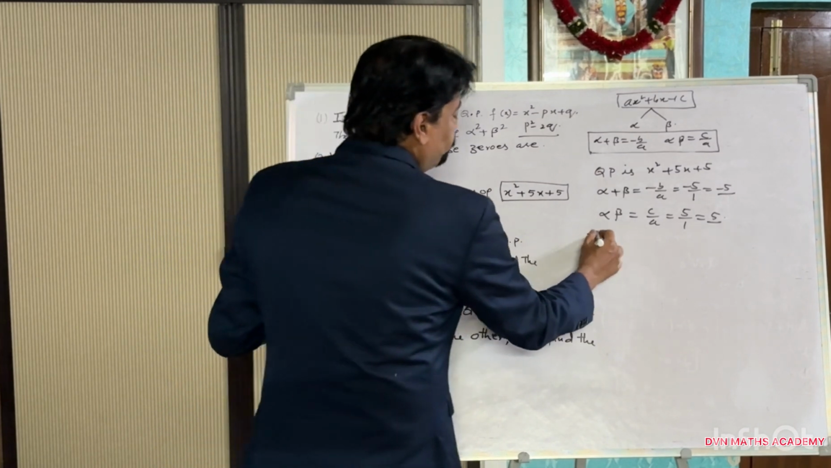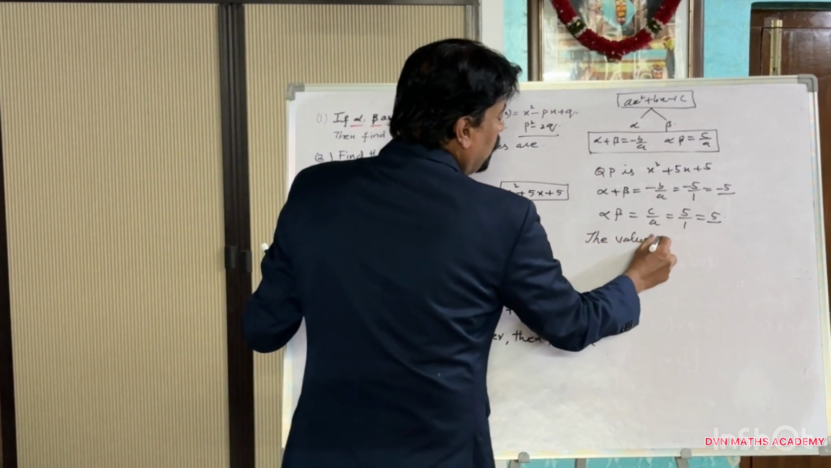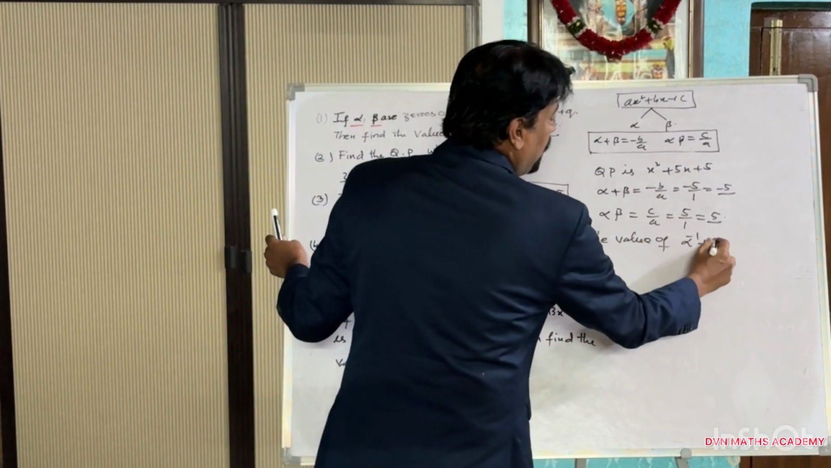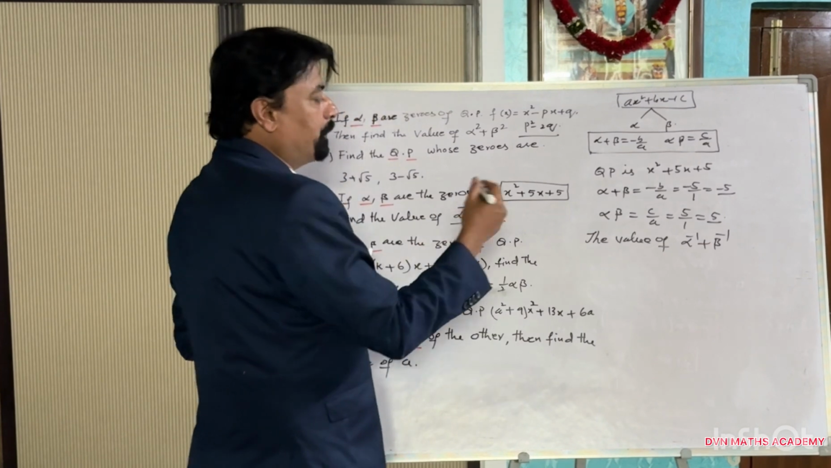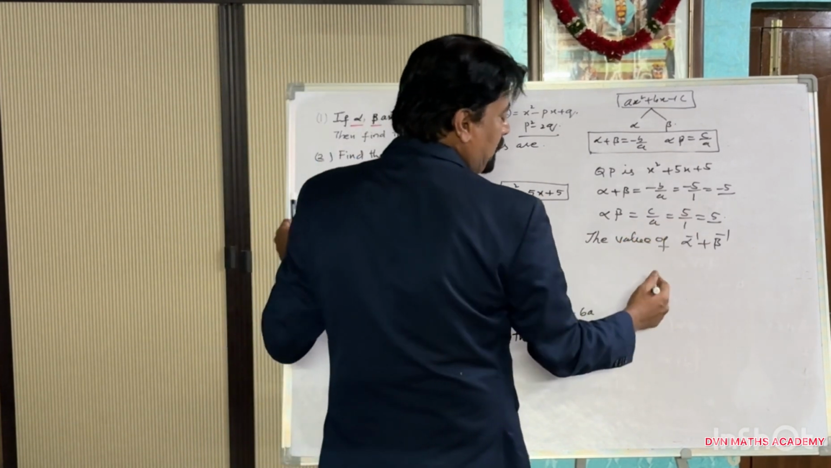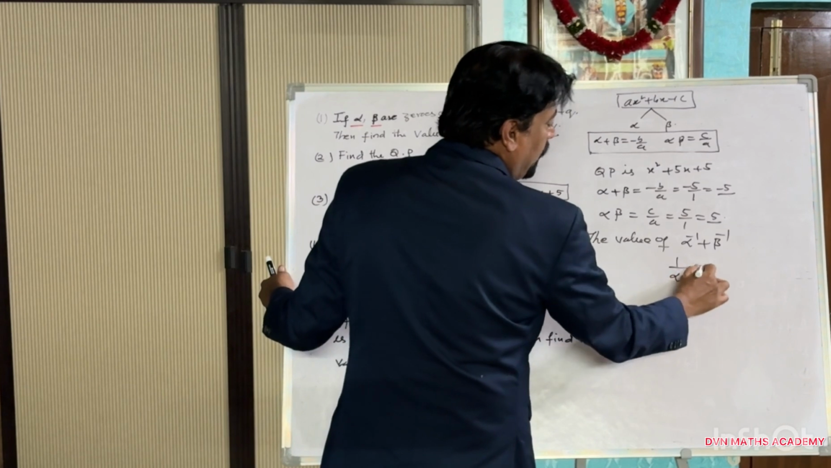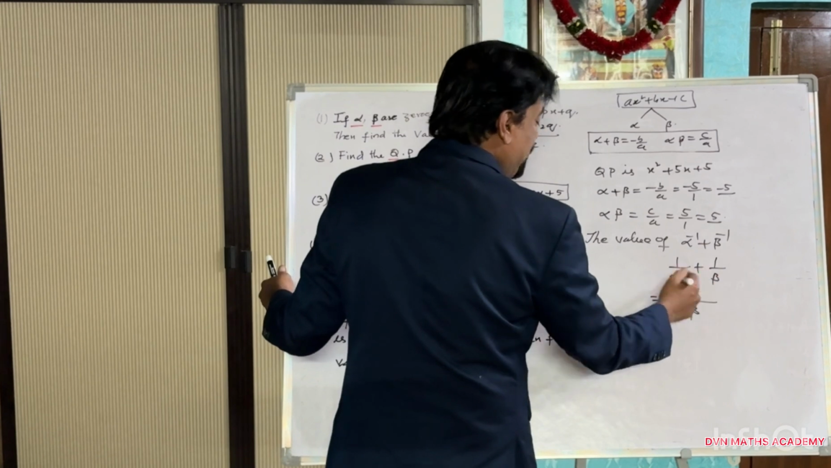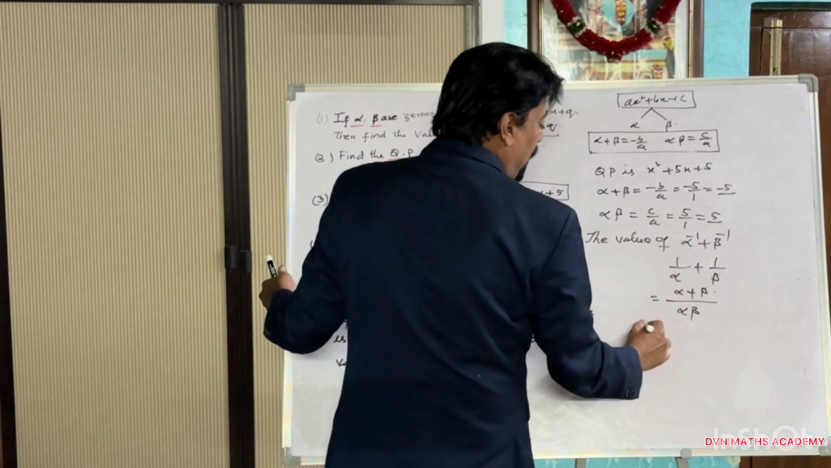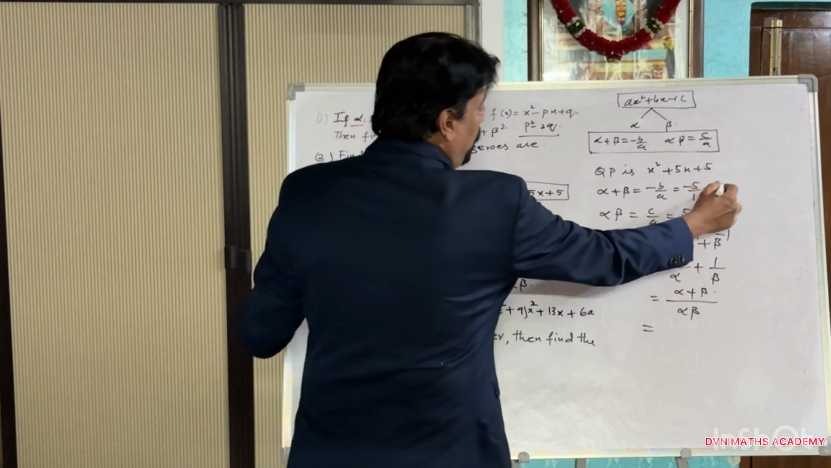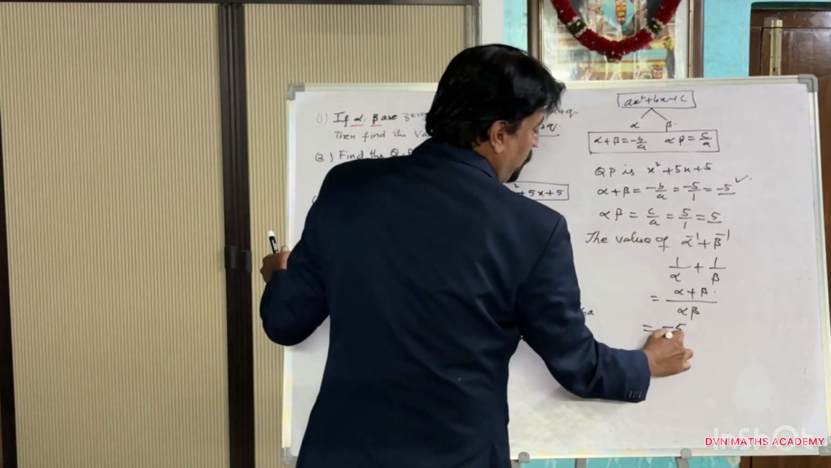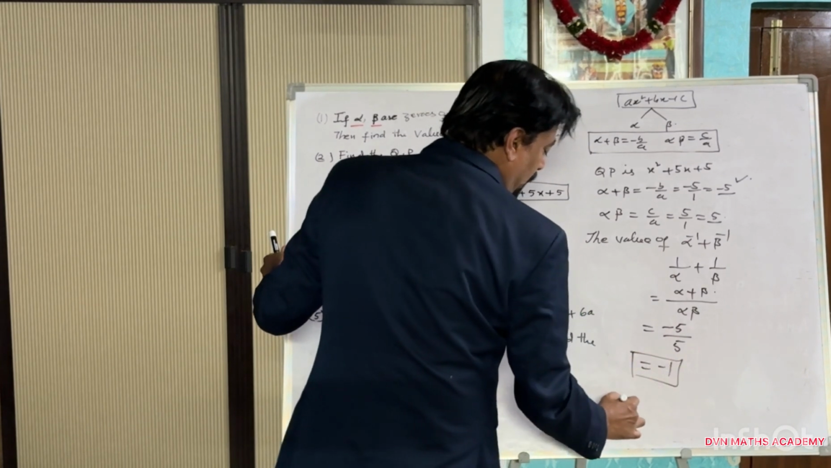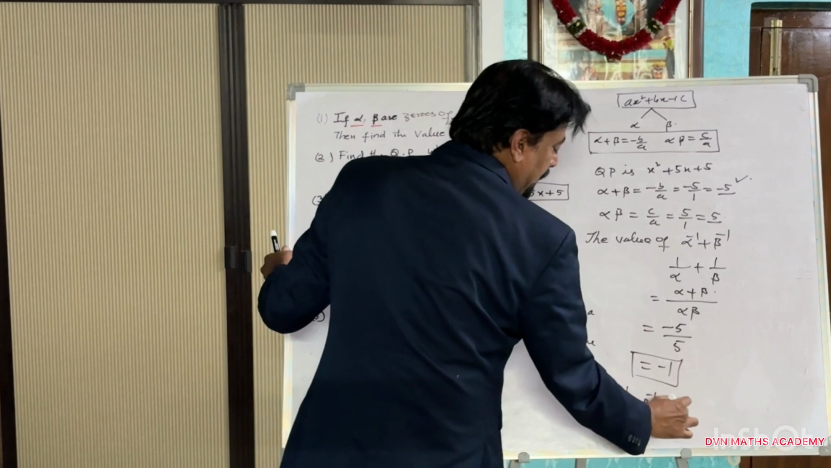But what value is being asked? Alpha inverse plus beta inverse. You know the exponent identities: a to the power of minus 1 is equal to 1 by a. So this I can write as 1 by alpha and this as 1 by beta. If I take the LCM alpha beta, this will be alpha plus beta by alpha beta. Now alpha plus beta value is already found, that is minus 5, and alpha beta value is already found, that is 5. So the answer is minus 1. So alpha inverse plus beta inverse I got is minus 1.